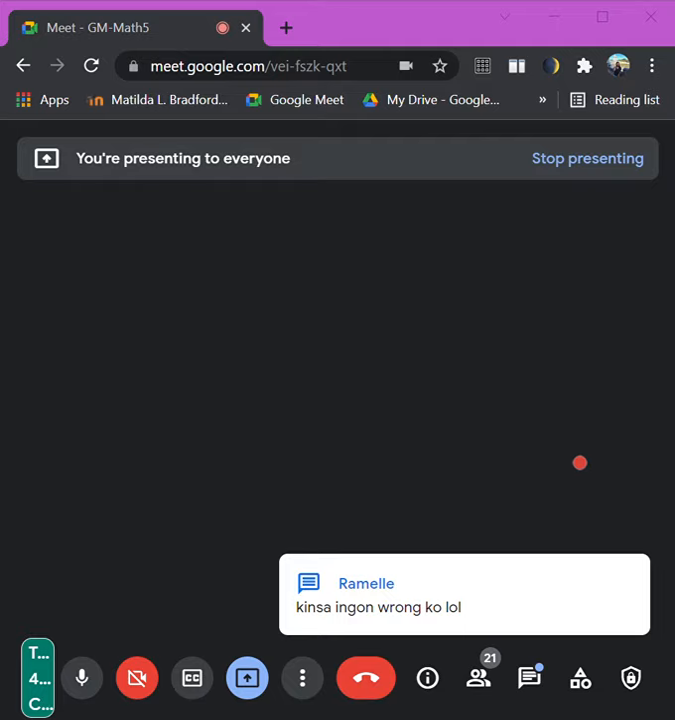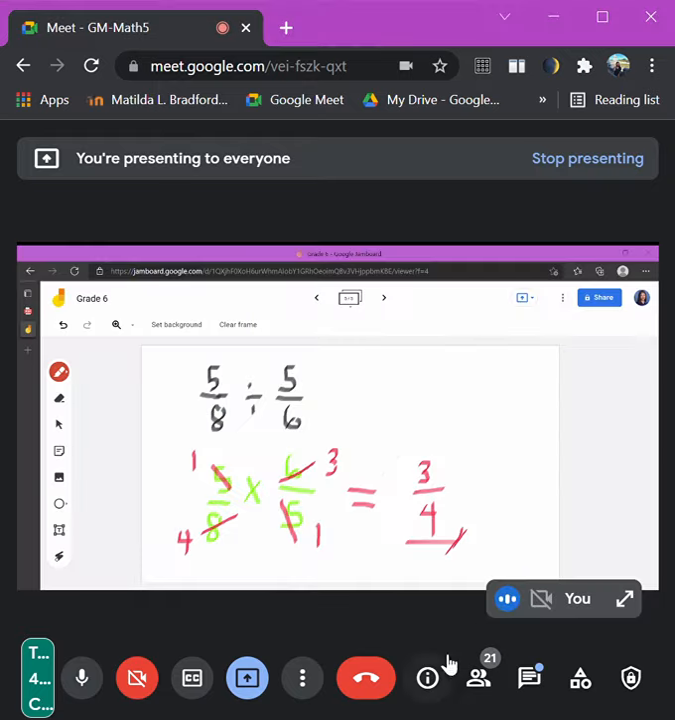So now, this time is, pwede na nato siyang ma-multiply. So 1 times 3, that is 3. 4 times 1, that is 4. So our answer is 3/4. Canceling method class is very important. Because what if your numbers are bigger? That's the time nga maglibog na pod kag answer.